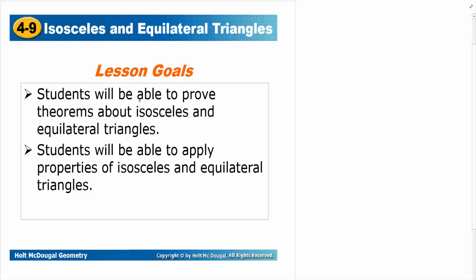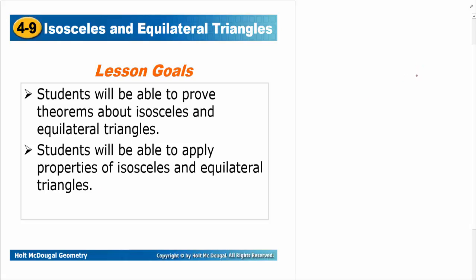So what we're going to be learning about today, students, is how to prove theorems about isosceles and equilateral triangles. You're also going to be able to apply properties of isosceles and equilateral triangles, because there's more to isosceles triangles than just having two congruent sides. You kind of know the concepts with equilateral because we've been mentioning it, so hopefully you know those.